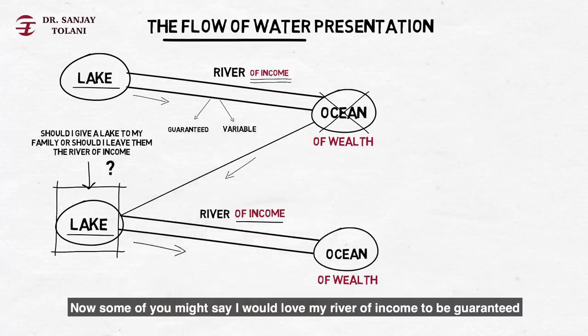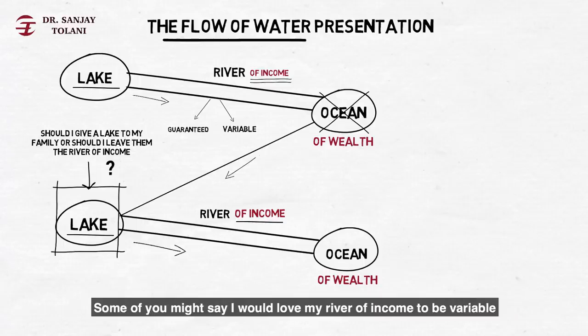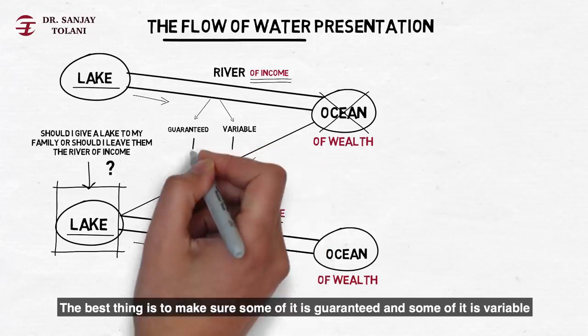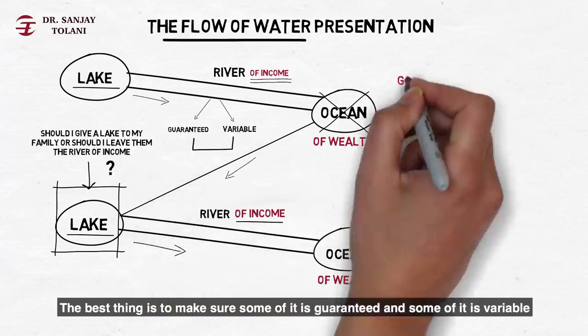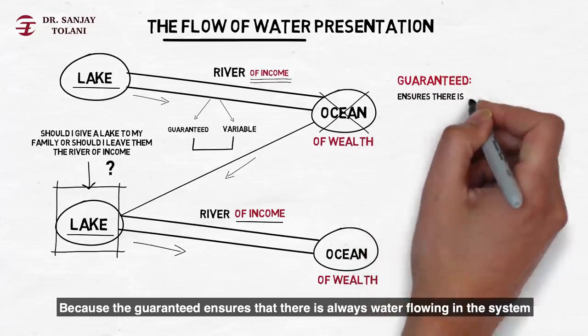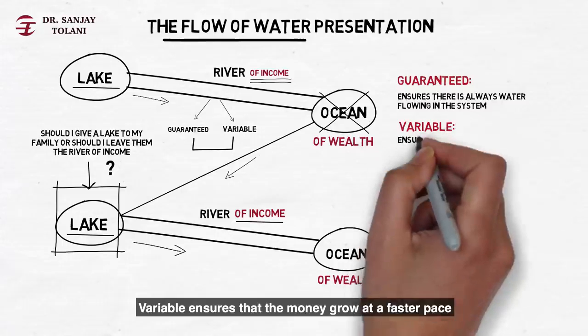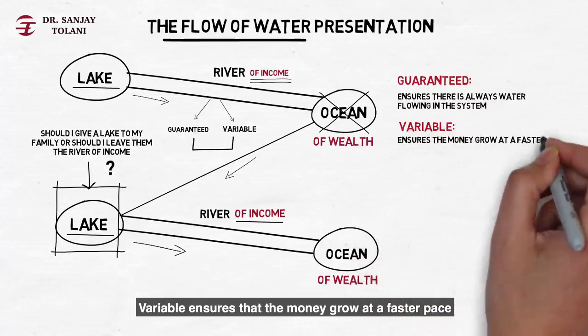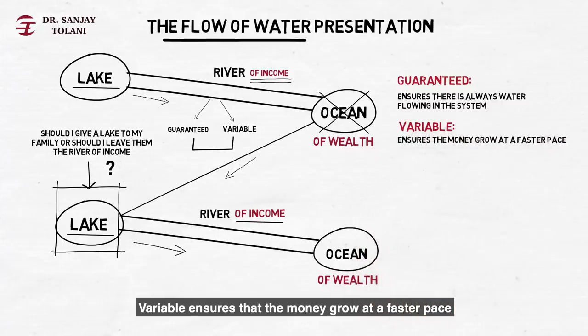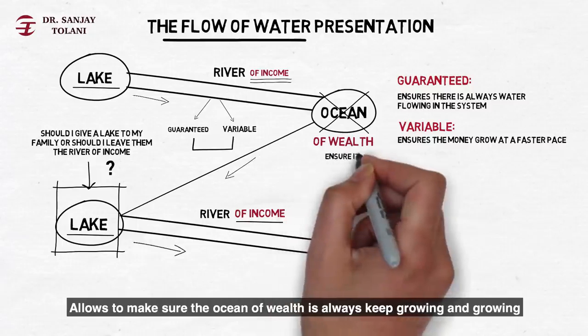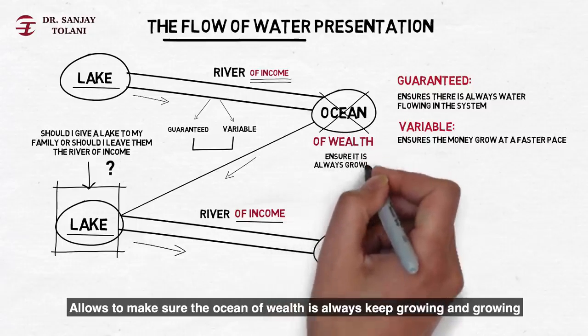Now, some of you might say, I would love my river of income to be guaranteed. Some of you might say, I would love my river of income to be variable. The best thing is to make sure some of it is guaranteed and some of it is variable. Because the guaranteed ensures that there's always water flowing in the system. Variable ensures that the money grows at a faster pace. So making sure that both of these are available to the family allows to make sure that the ocean of wealth always keeps growing and growing.